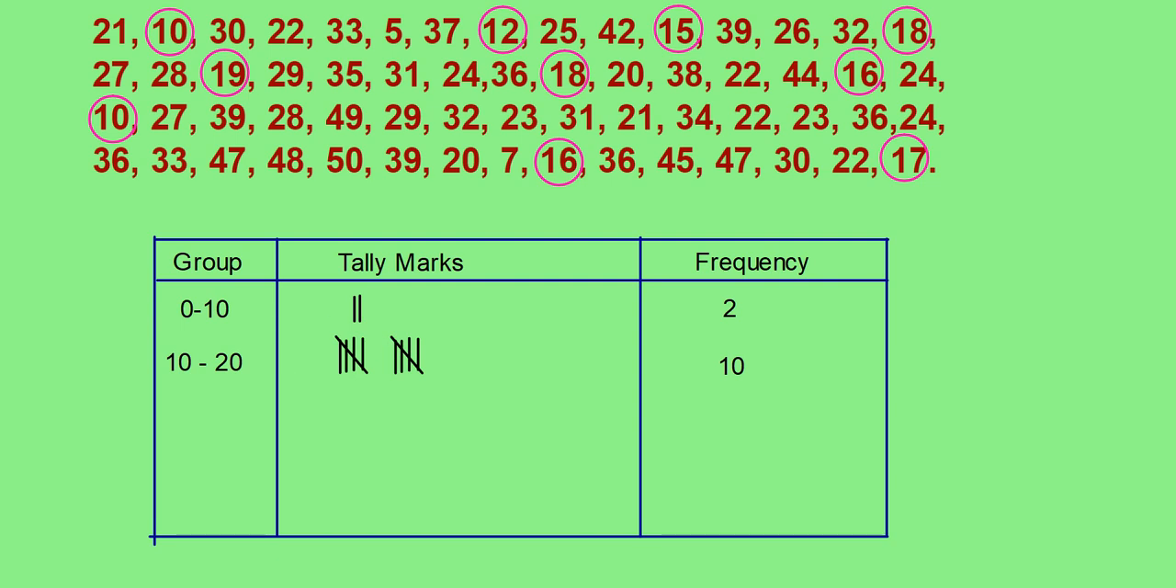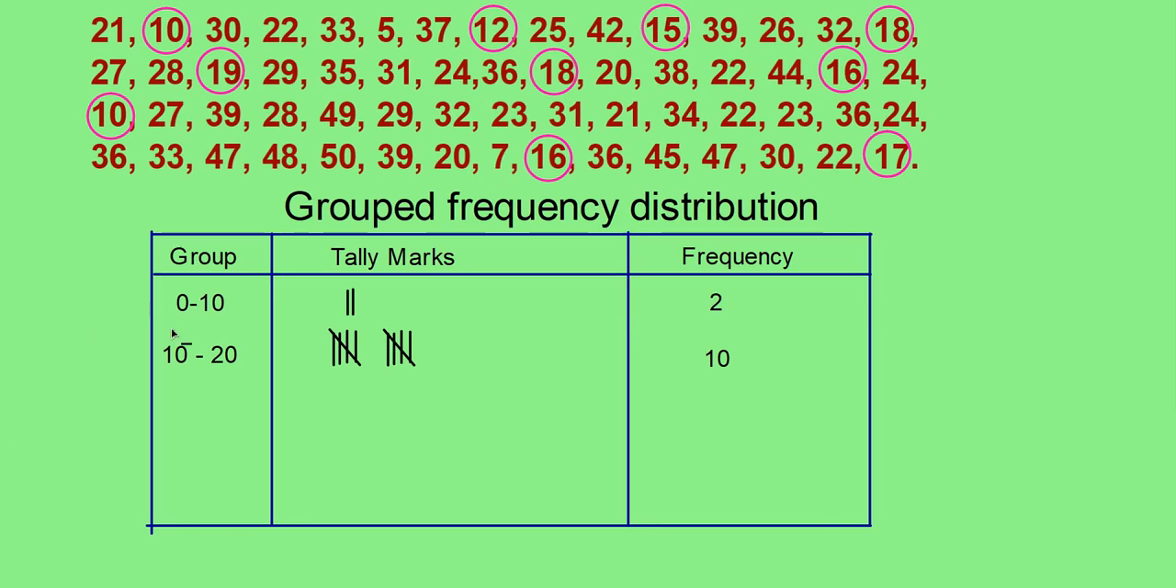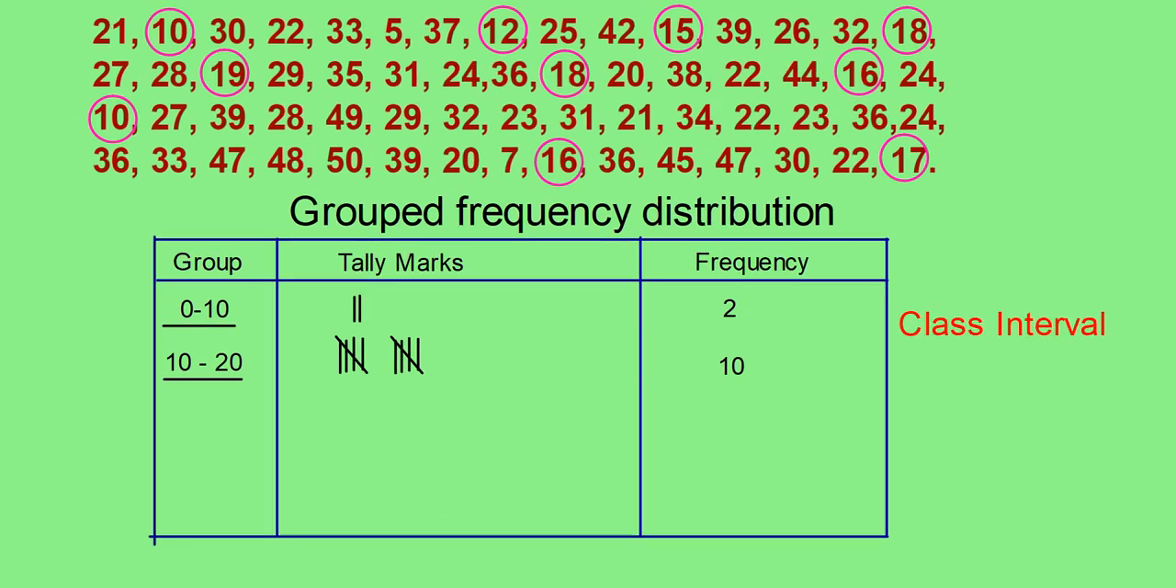Now the data presented in this manner is said to be grouped, and this distribution we can call a grouped frequency distribution. Here each of the groups, that is 0 to 10, 10 to 20, we can call classes, or class intervals. This class interval we can simply call a class. Here the classes are 0 to 10, 10 to 20, 20 to 30 and so on.